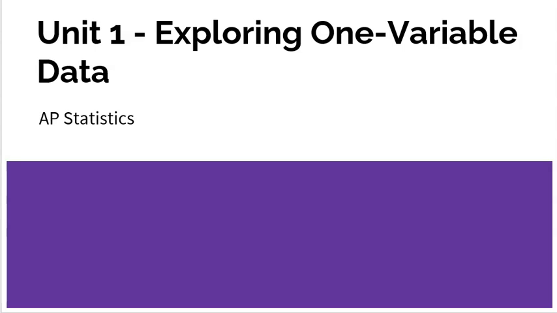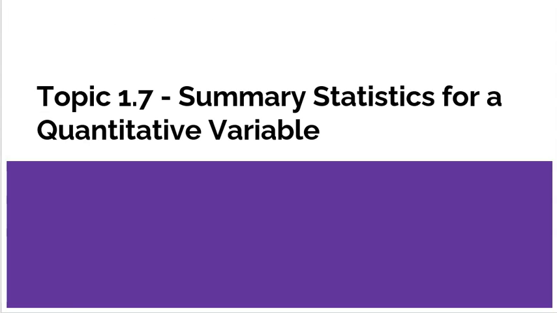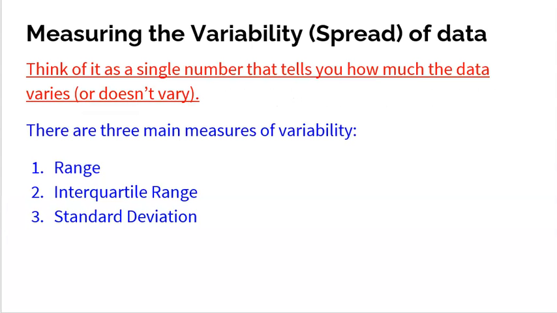Here we are back in Unit 1. This is Part 2 for Topic 1.7. So we've already talked about ways to use statistics, numbers that describe data, to talk about the center, the mean and the median. And then we talked about other positions like the quartiles. But now we're going to talk about ways that you can measure the spread of data. So let's just jump right to it.